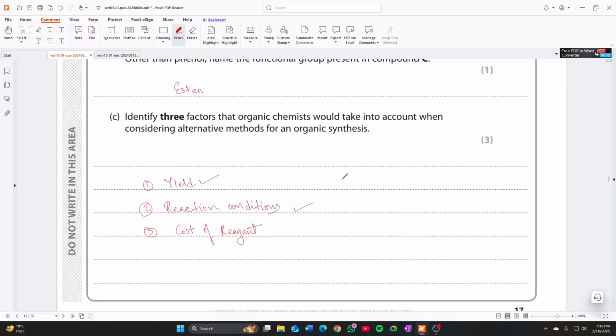the cost of reagent, because for an alternative method, you want the cost to be reduced, not higher. Because if the cost is higher, it doesn't make sense to move on to an alternative method. So we have to consider the cost of reagent. If it's lower, then it's better to do it with the alternative method.